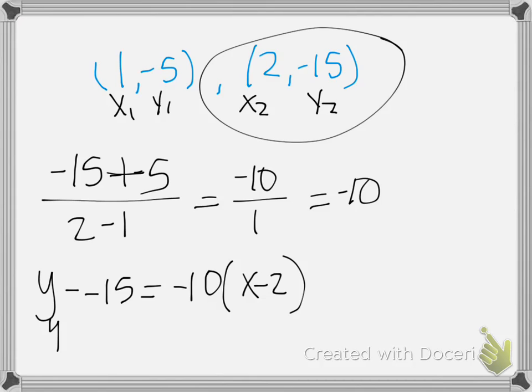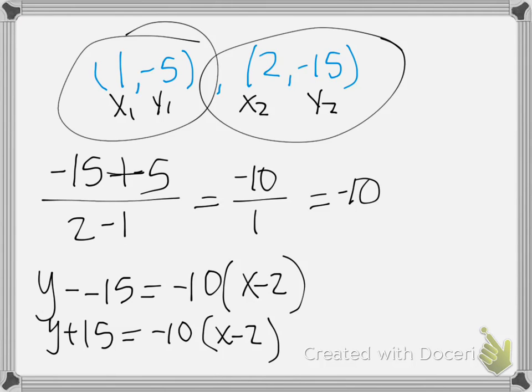Then if I'm trying to rewrite it, okay, you could have also picked this point and plugged it in. Okay, and then if I wanted to go to slope-intercept, I would distribute that negative 10 and then subtract 15.